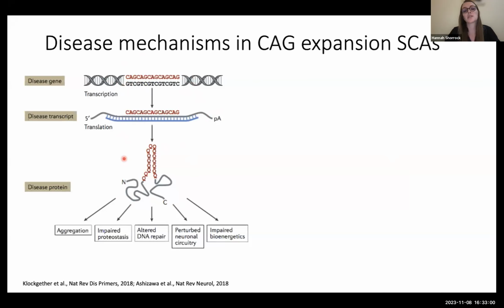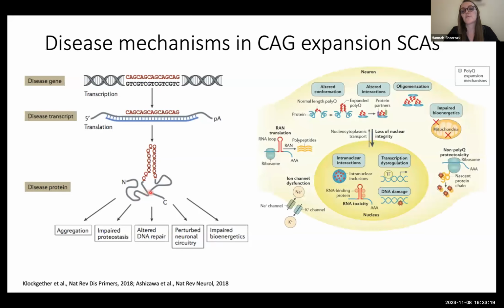There's been a lot of work studying these polyglutamine containing proteins, and we know that these aggregate, and this can lead to impaired proteostasis in the cells. There are a variety of other downstream pathways that are affected in these diseases, including things like altered DNA repair, perturbed neuronal circuitry, and impaired bioenergetics.